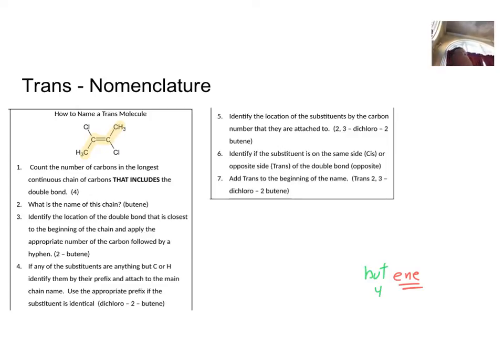And we have to tell the world where the double bond is located, so I'm going to count 1, 2, 3, 4, 1, 2, 3, 4. So the double bond appears to fall between the second and the third carbon, so I'm going to call it a 2-butene. And then in this case, there are some functional groups.